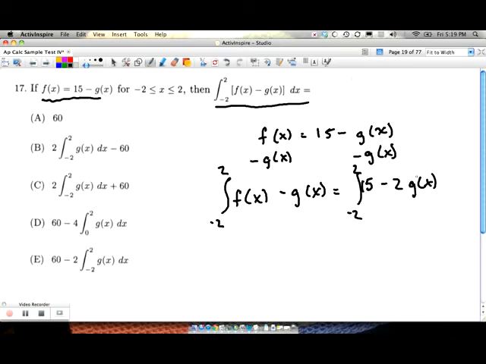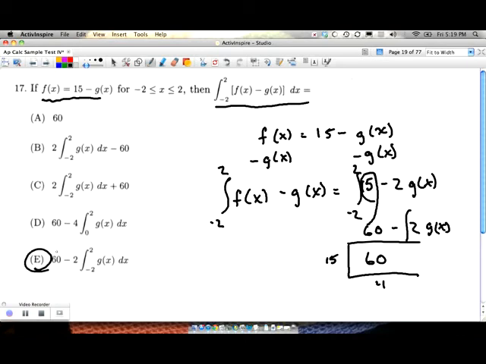Well, the integral of 15 minus 2 g of x. We know what the integral of 15 is from negative 2 to 2. 15 is a flat line that's 15 high, and from negative 2 to 2, that would be 4 long. So that's a box of 60. So this area right here equals 60. So we got 60 minus 2 g of x inside an integral here. Is there anything that looks close to that? Oh, yes, there is. It's e.